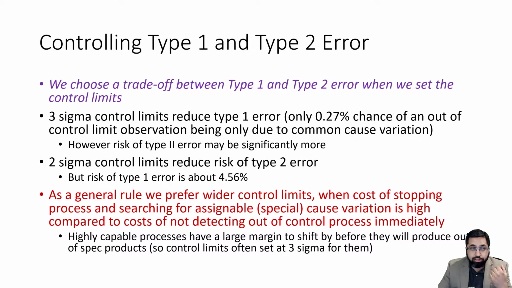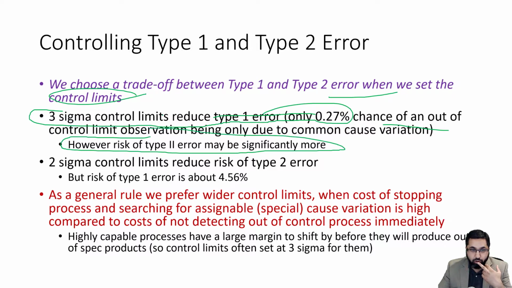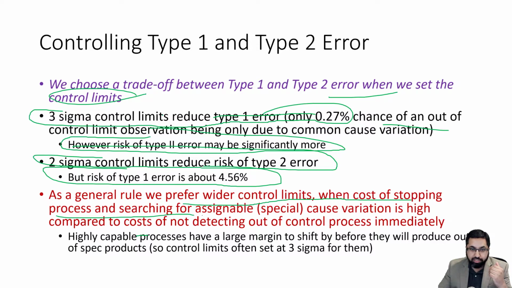Now, we choose a trade-off between type 1 and type 2 error when we set the control limits. 3 sigma control chart limits reduce type 1 error to about 0.3% or 0.27%. Okay? However, risk of type 2 error may be significantly more. 2 sigma control limits reduce risk of type 2 error, but the risk of type 1 error is about 4.56 or about 5%. As a general rule, we prefer wider control limits when cost of stopping the process and searching for assignable cause is high.